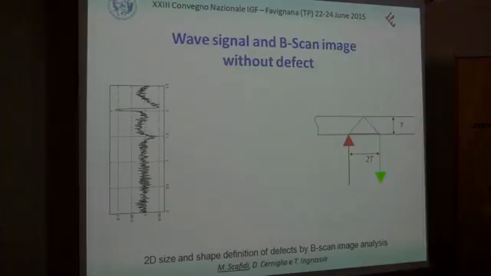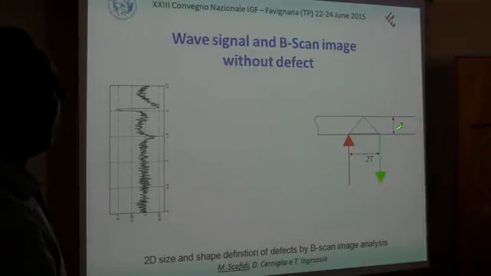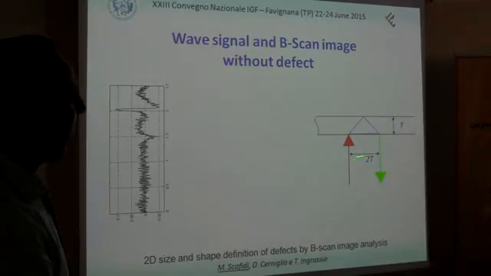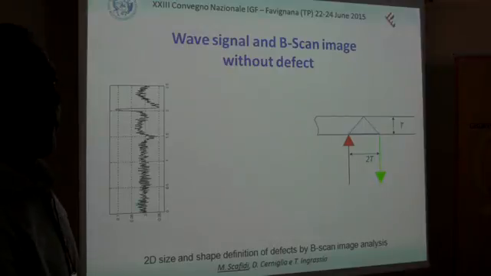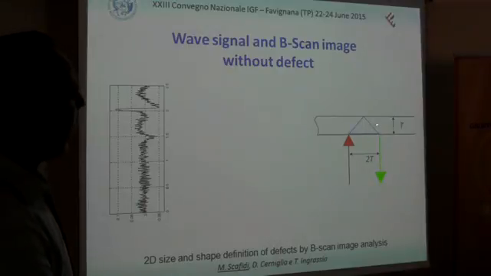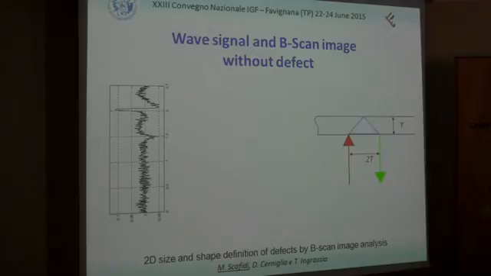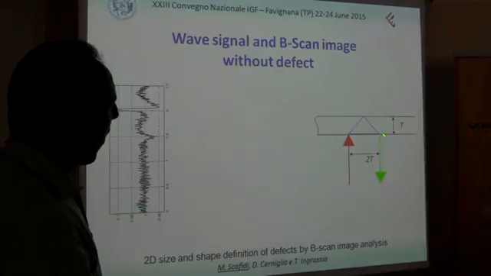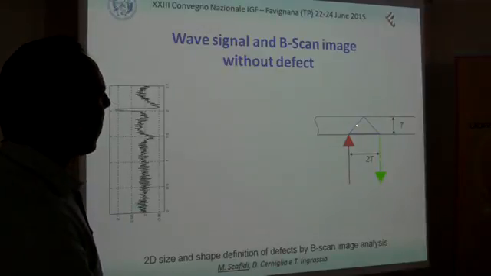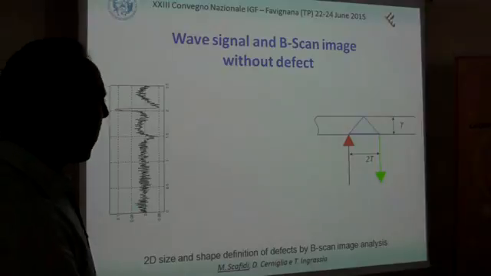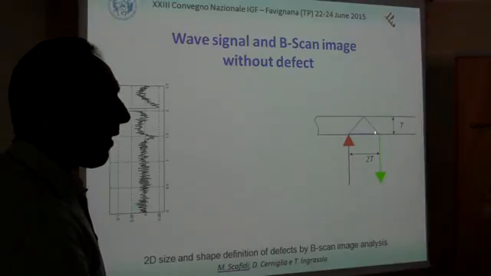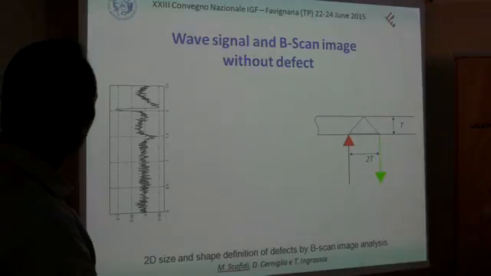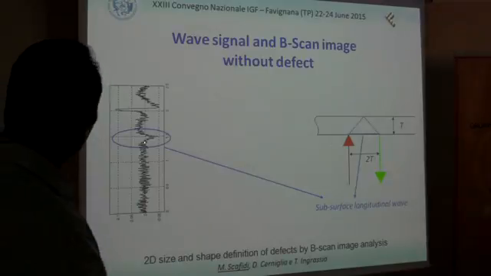For example, calling T the thickness of the plate, we put the two lasers 2 times T apart. In this way, we can read, at the point of reading, two waves. One is the subsurface wave, the longitudinal wave, which is the first to arrive here. You can see this.